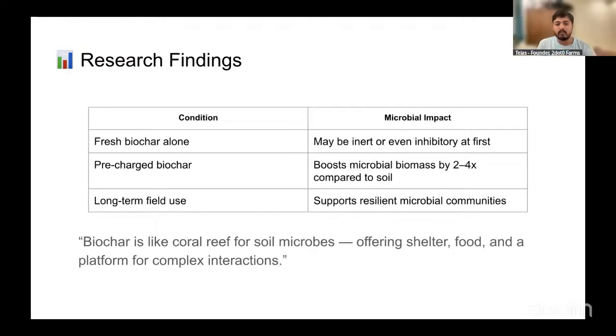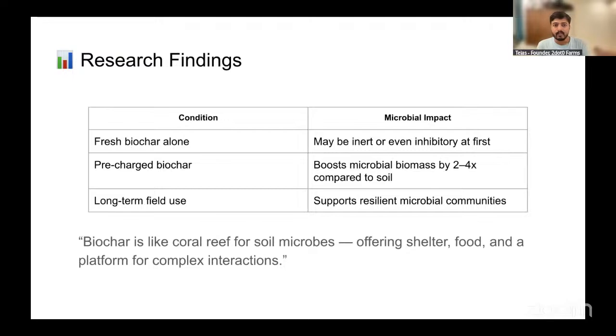These are some research findings that are there. Fresh biochar alone may be inert or even inhibitory at first. That's why it's not recommended to put fresh raw biochar in today's agricultural soils. We have farming systems where the farmer will be very much dependent on the success of his current crop and would not have the luxury of doing it wrong. So it's important not to put fresh biochar in crops. Always charge it, always.